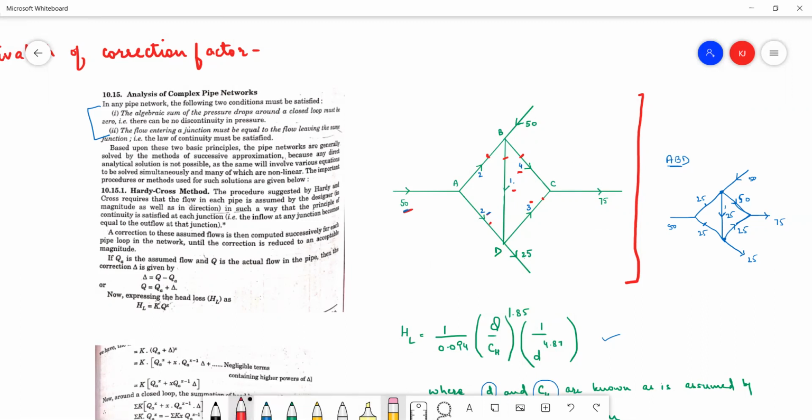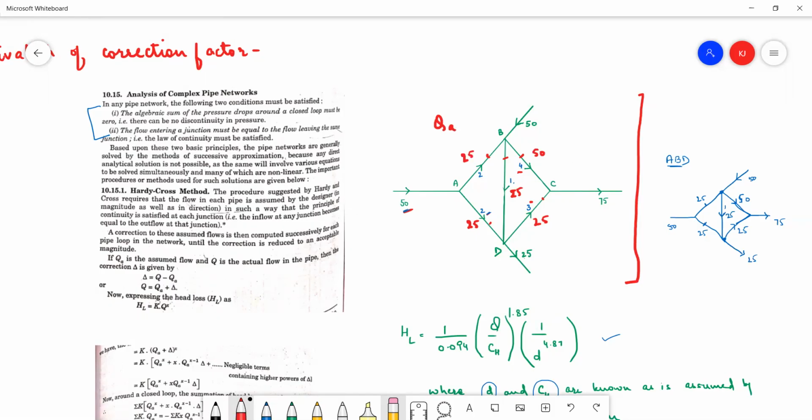Let's just write the flows. Here the flow is 25, here the flow is 50, here the flow is 25, here the flow is 25, and 25 over here, right? So this is the first thing, that you assume the flows in each loop depending upon the law of continuity. Okay, this assumed flow for each pipe can be written as QA.